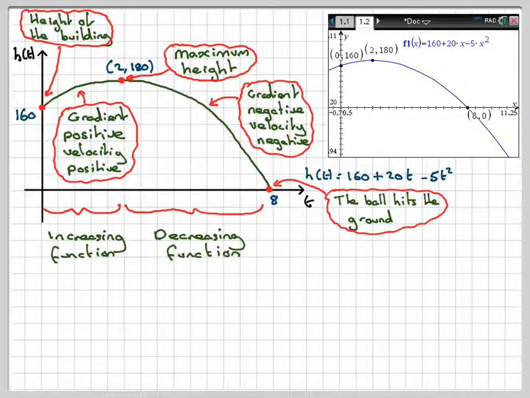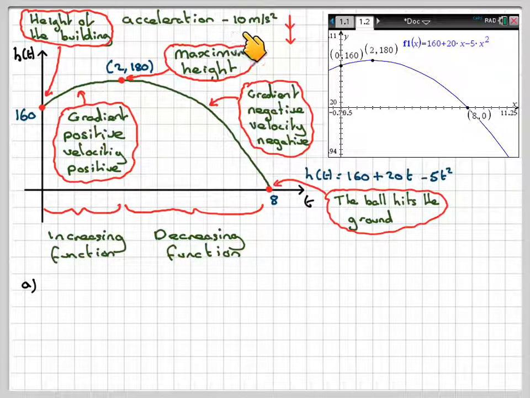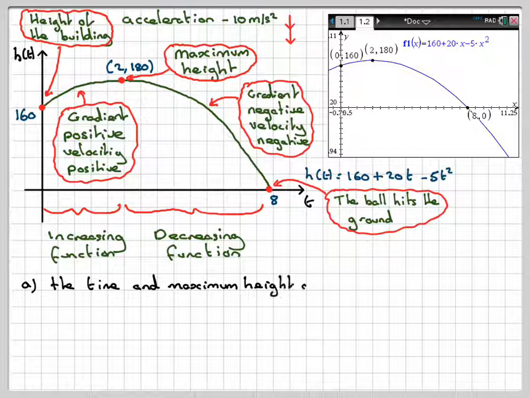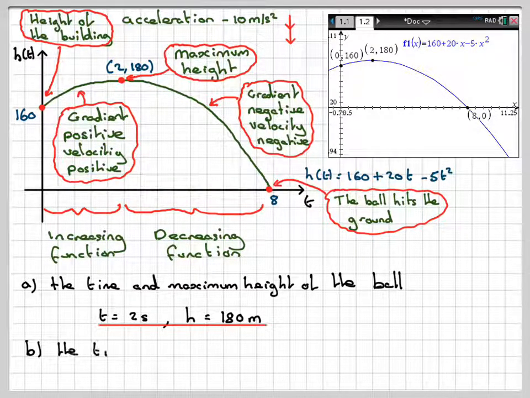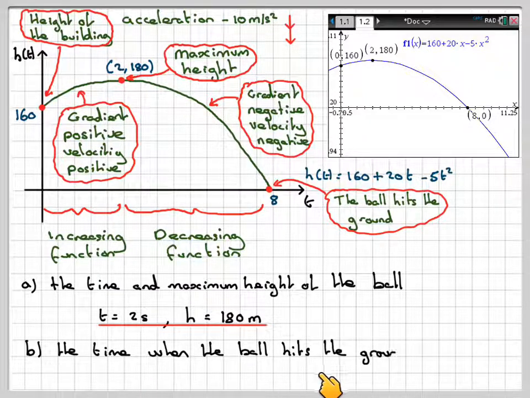To answer the two questions, part A, just one extra thing, the acceleration on this is acting downwards at minus 10 meters per second squared, which makes the ball get to a certain height and then come back down. The time and the maximum height of the ball are given by this here. The time is 2 seconds and the maximum height is 180 meters. And B, the time when the ball hits the ground again will be this point here at 8 seconds. So t will be equal to 8 seconds.